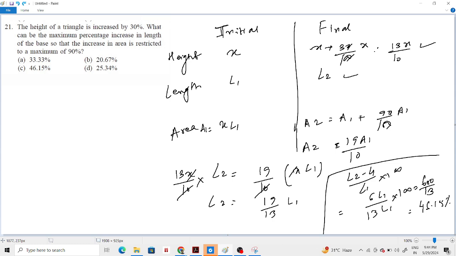And this one is 13x by 10 into L2. That 13x by 10 is coming from the final A2, L2 height, into, yeah, height into length. Okay, sir. Understood.